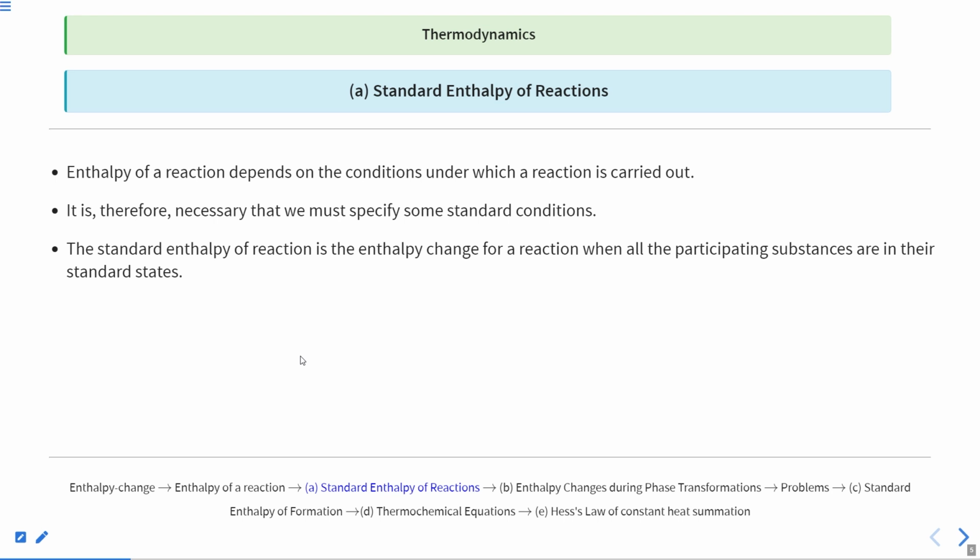Whenever we conduct or define something, we want it globally accepted, right? To make it globally accepted, what do we do? We take a common line that is common for all the researchers in the world conducting this experiment. So we take a standard condition, and that standard condition is a necessity now. Whatever reactions we do, we take that standard condition only, and the enthalpy change during that standard condition is called the standard enthalpy of reaction. Clear? And also the participating substances should be in their standard state.